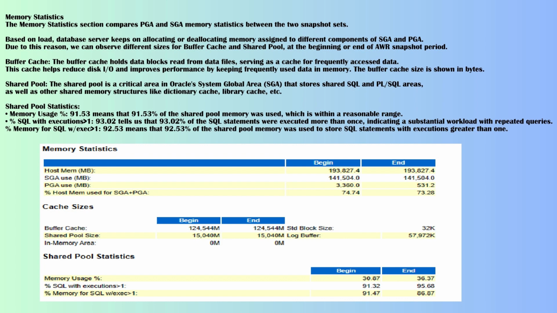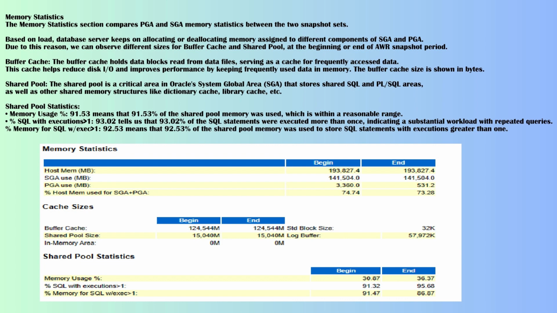Buffer cache. The buffer cache holds data blocks read from data files, serving as a cache for frequently accessed data. This cache helps reduce disk I/O and improves performance by keeping frequently used data in memory. The buffer cache size is shown in bytes.